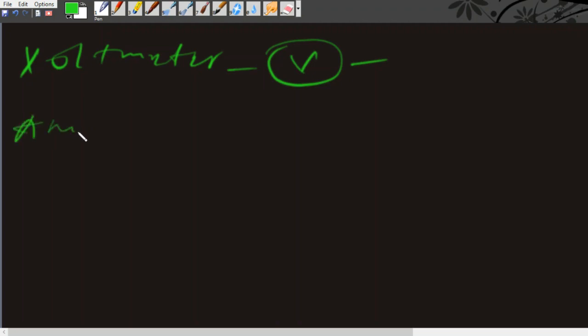Then we also have the ammeter. This is drawn in this form, and the function of the ammeter is to measure current. We also have the galvanometer.